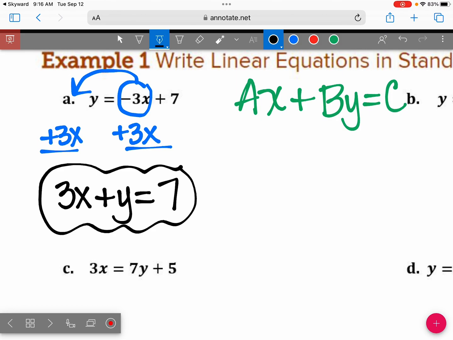Yes. Is A positive? So let's go ahead and write this off to the side, A, B, and C. What is A? What's the number in front of X? 3. What's the number in front of Y? It's invisible, it's a 1. Let's go ahead and write that 1 in. And your constant is C.